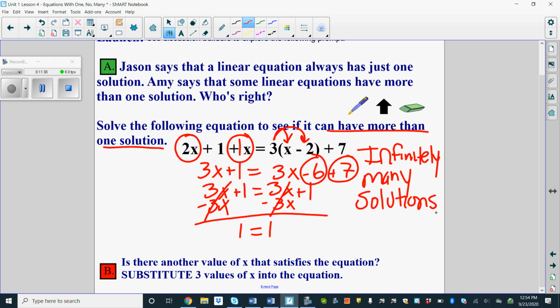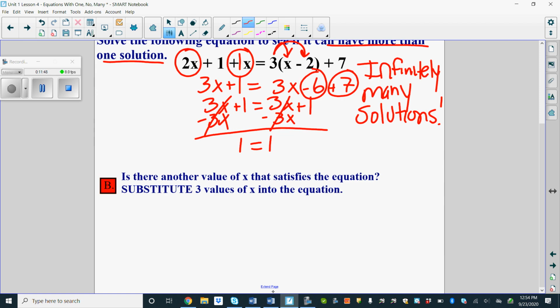So you know that any value of x that substitutes into this equation will always work for it, okay? So therefore, the bottom part B, is there another value of x that satisfies the equation? So they just want you to pick 3 values. So I'm just going to do one for the purpose of this, but when you guys submit your work, please show us 3 different numbers you've tried. It could be positives, it could be negatives. So I'm just going to choose x equals negative 2.